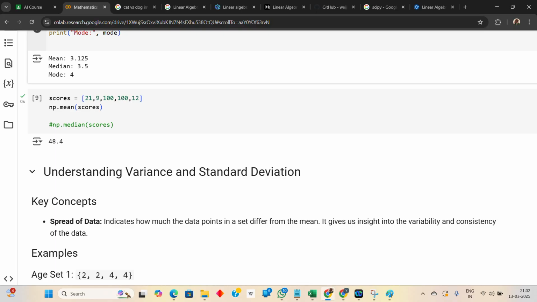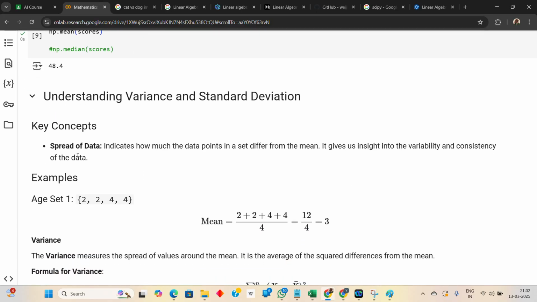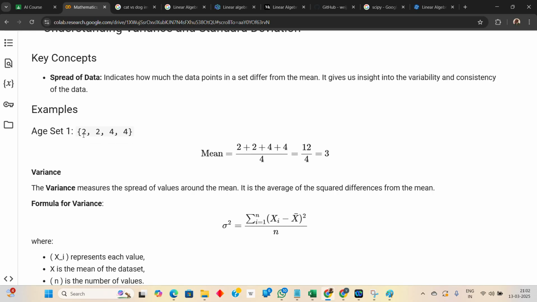Once mean, median, and mode are completed, my problem is that I wanted to know the spread of the data. Okay. Then we have the variance concept and the standard deviation concept. Okay, what does variance mean? Here you can see, spread of the data. Variance is the spread of the data. Spread of the data means what? Here you can see the data points, where exactly it started and where exactly it ended. That is what spread is.